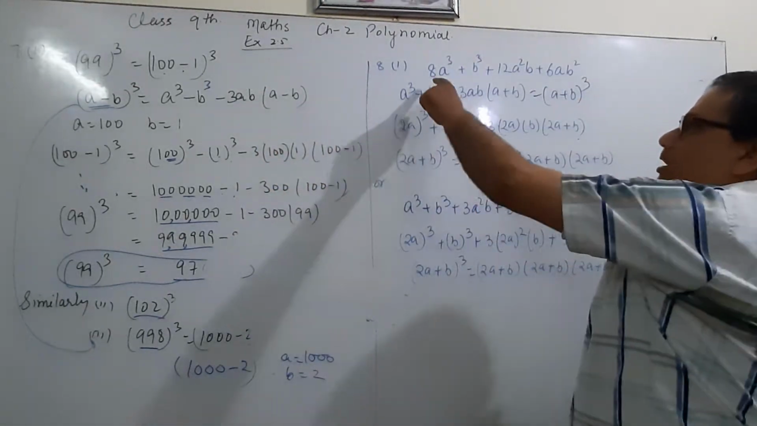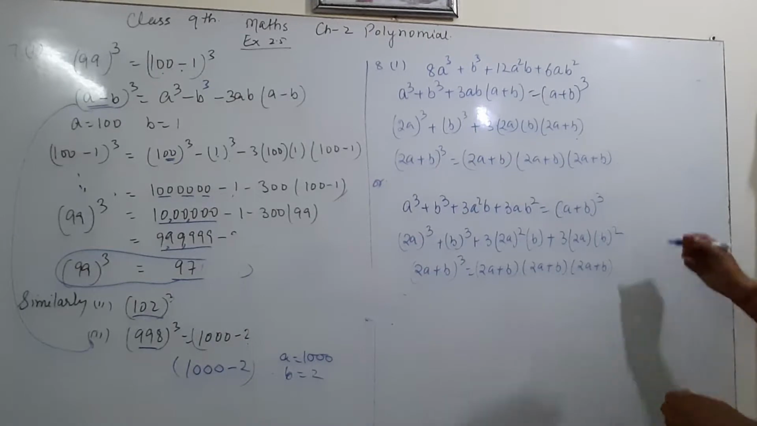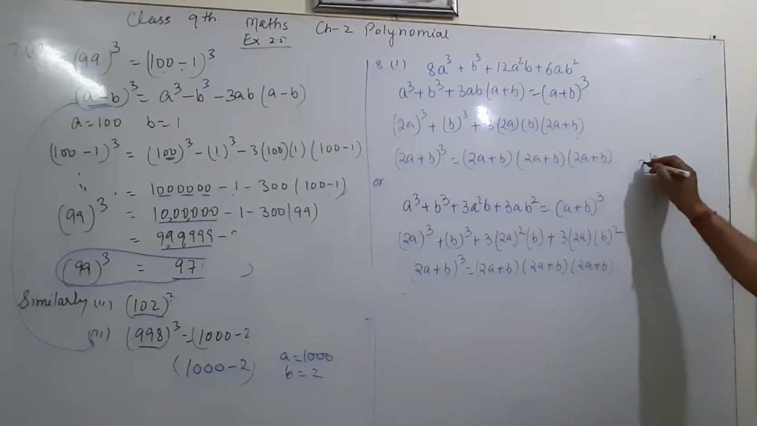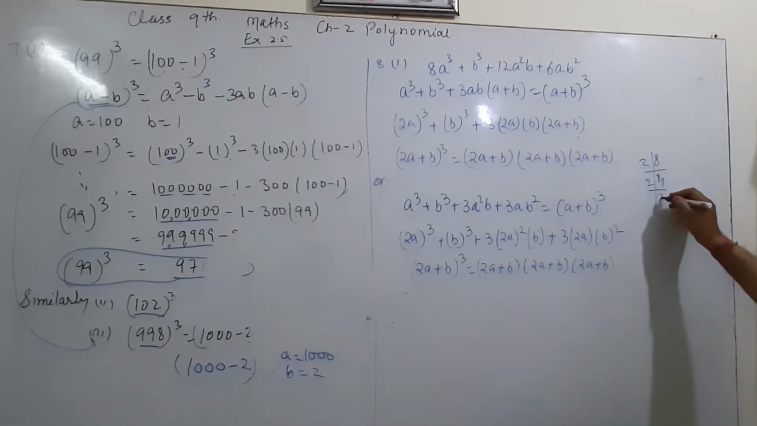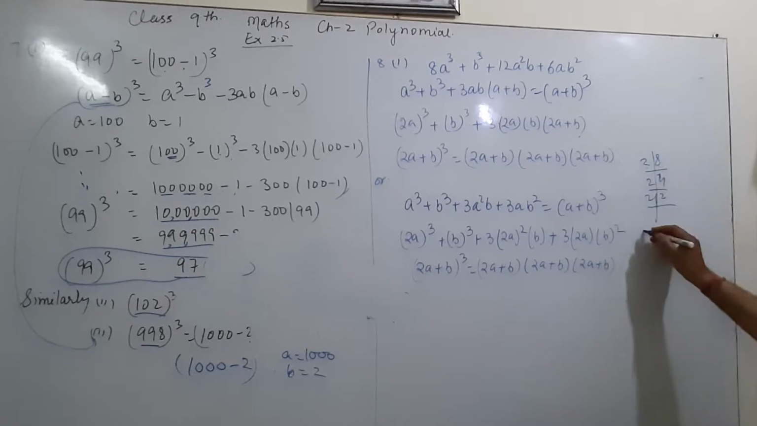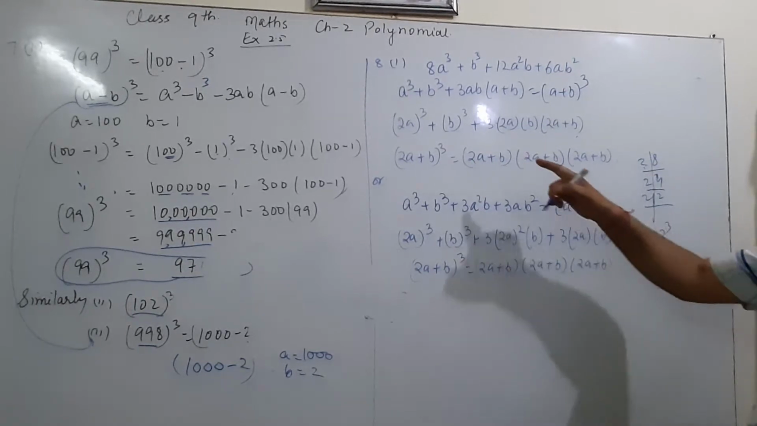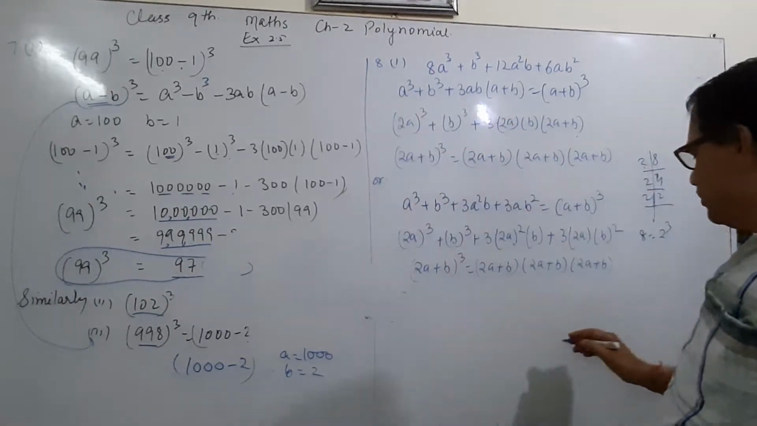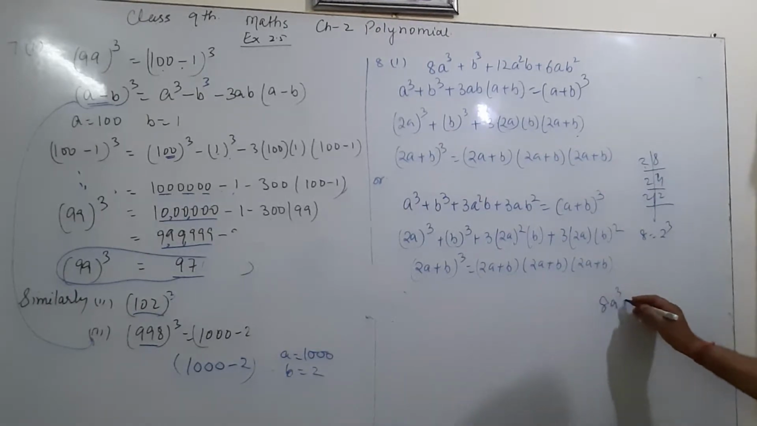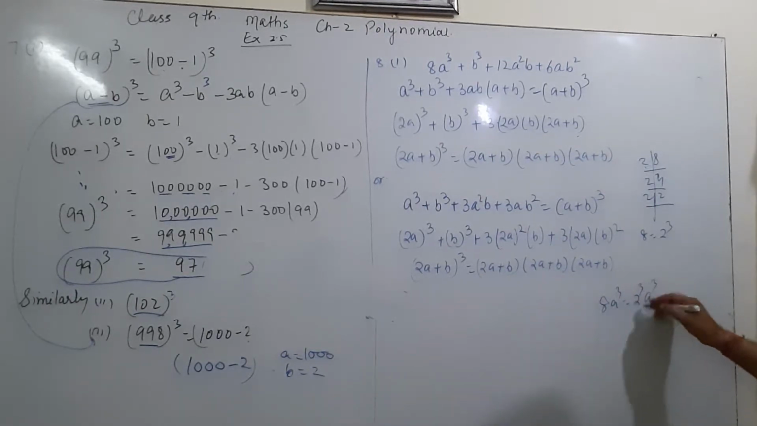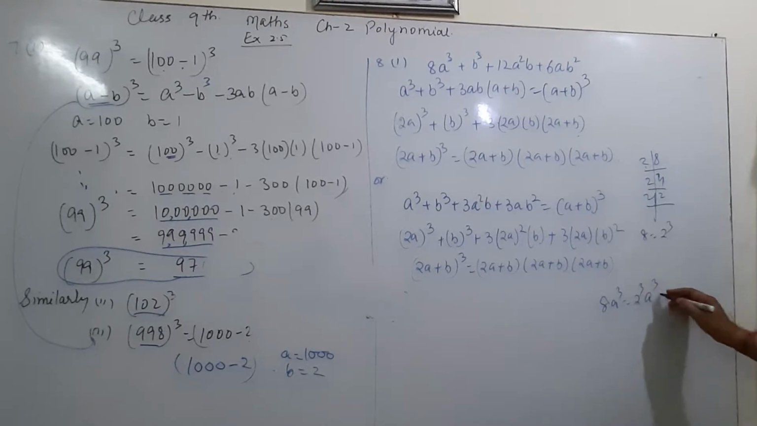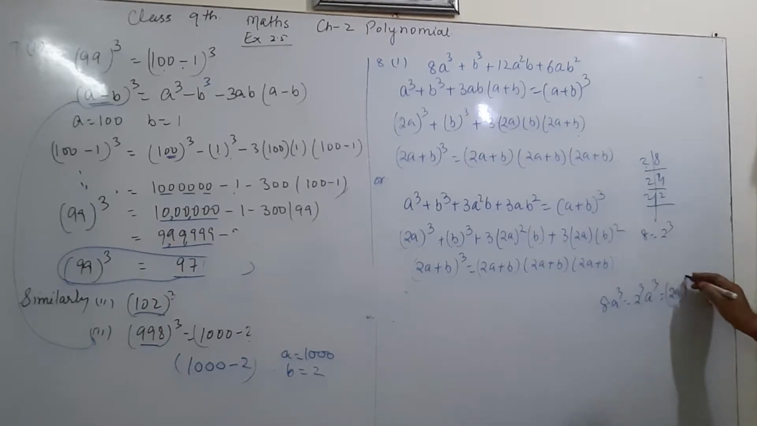It means we have to convert 8 into its cube factors. Here 8 is 2 times 4, 2 times 2 times 2. So 8 is equal to 2 cube, the cube of 2. 8a cube means 2 cube and a cube, and since the cube is common, we write 2a whole cube.